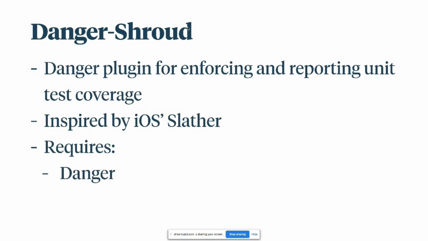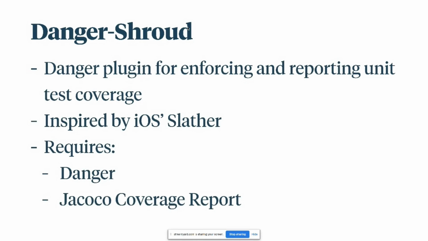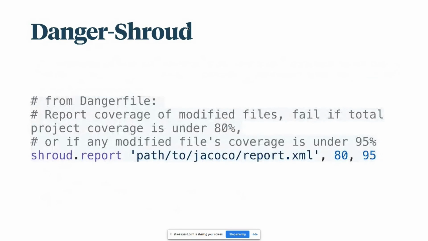The only thing that Shroud requires is that you're using Danger, which is super easy to set up, and Danger allows you to do a bunch of checks within a PR and post comments to a PR in an automated way. It also requires that you have a Jacoco coverage report. There are a few ways you can generate that. There are Gradle plugins for generating it, or you can handwrite your own Gradle task, but Shroud does require that coverage report, and then Shroud parses it and displays it in a nice way in GitHub.